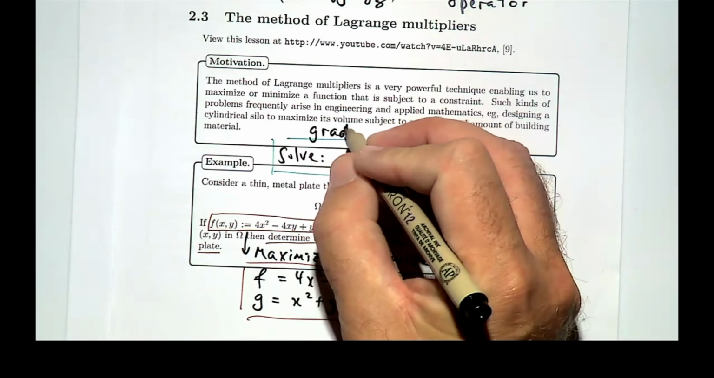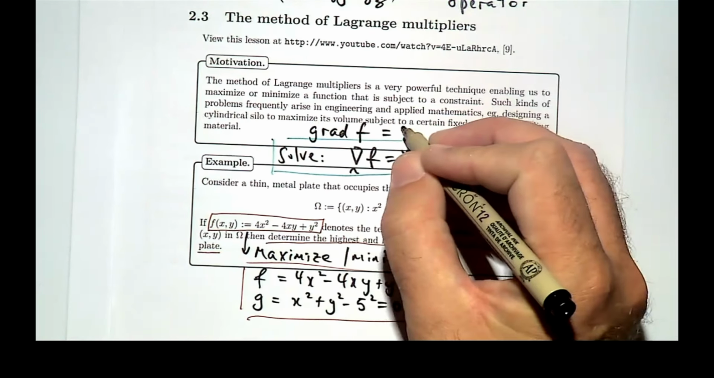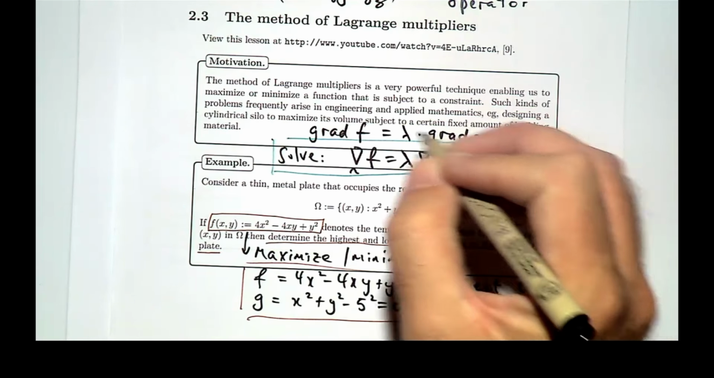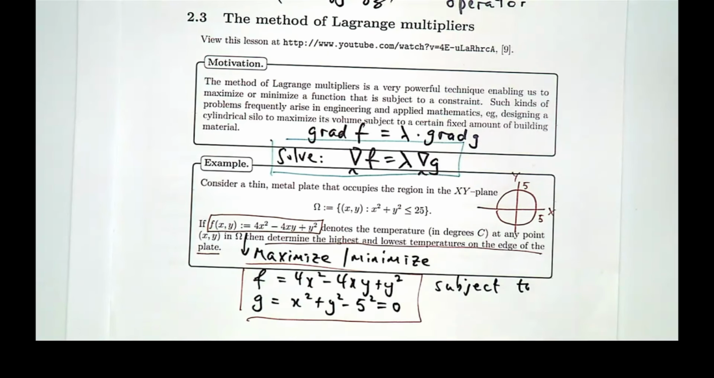So it's grad f equals lambda times grad g. Okay? So we say gradient or grad f, or, you know, you could say the del of f, but gradient's easier. Okay.